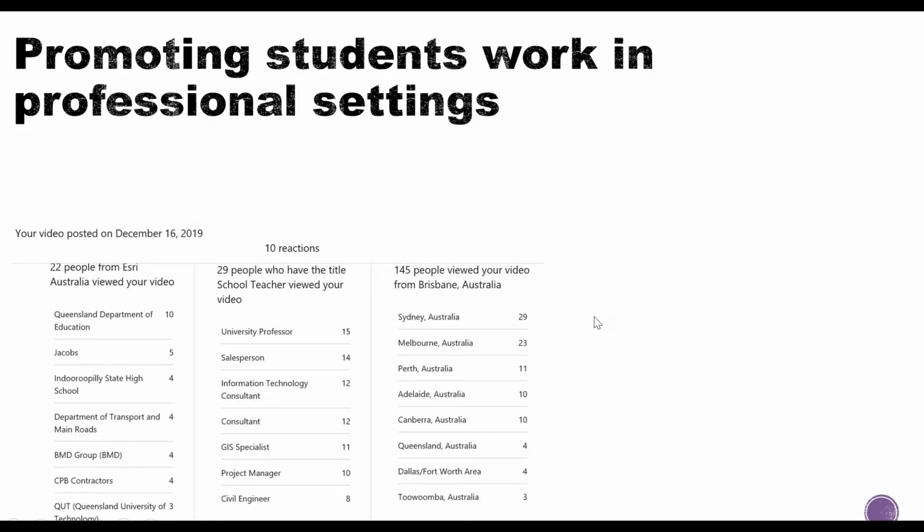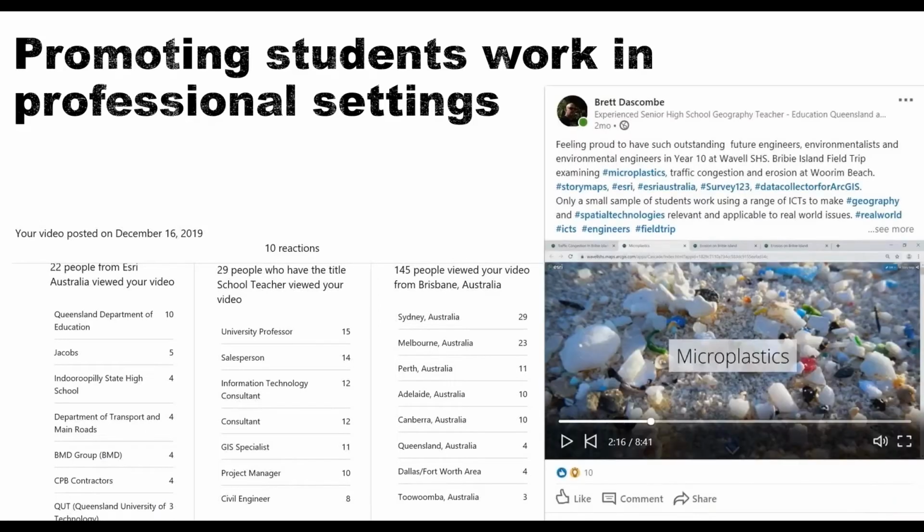I'm getting towards the end. I'm just going to talk about how I promote students' work, and I think this is really important because quite often, since I've been teaching, we hide students' work in the cupboards, never to see the light of day unless it's on an open day, highlighting what they're doing.